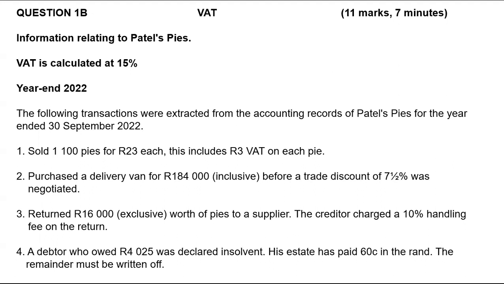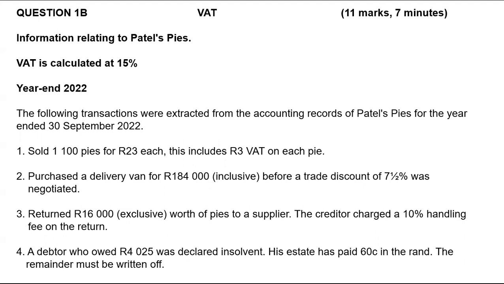On transaction 2, it says that we purchased a delivery van. So now we are buying from someone. That means we are not the collectors, so whatever we're going to have here will be VAT input. The person we are buying from is the collector, and we're going to claim whatever they collect from us. We're going to claim it from SARS.